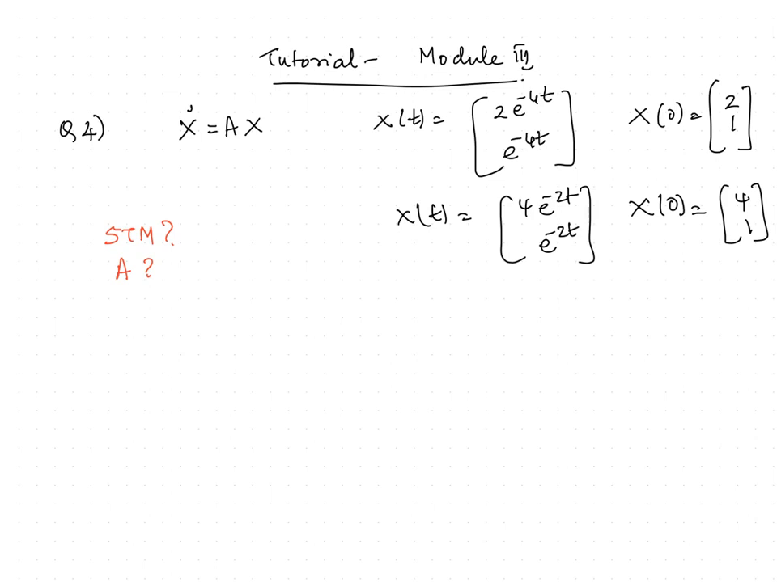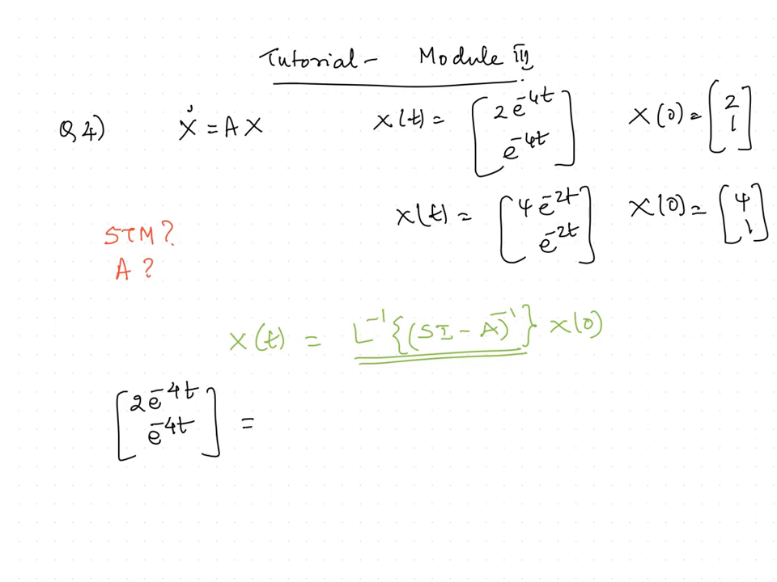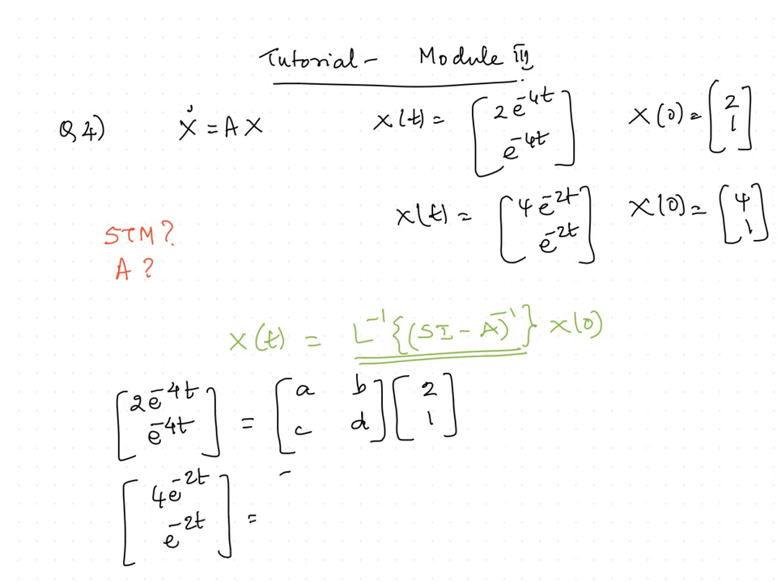So we all know that x of t equals Laplace inverse of (sI minus A) inverse times x of 0. We just substitute in this equation the two different conditions. For any system, Laplace inverse of (sI minus A) inverse will be the same, because it depends only on capital A, which is a system matrix. So let us put the two conditions, that is [2 e raised to minus 4t, e raised to minus 4t] equals, assuming that Laplace inverse of (sI minus A) inverse is given by the matrix [a, b; c, d], times [2, 1]; and [4 e raised to minus 2t, e raised to minus 2t] equals [a, b; c, d] times [4, 1].